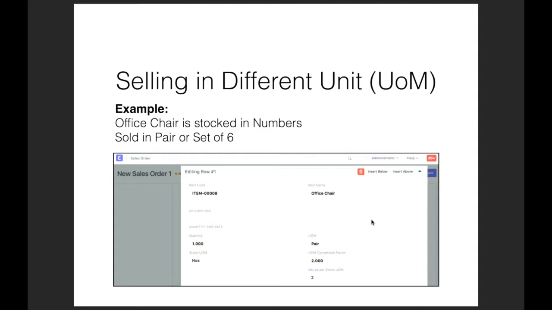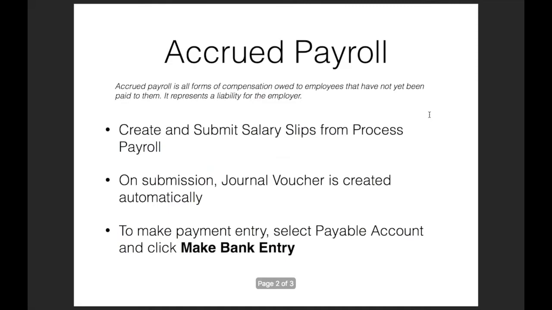You might sell them in pairs, or maybe sets of 6 or 4 or whatever. So it will be possible now to sell it that way. So we have UoM conversion factor and UoM in the sales module as well now. I'll give you a demo after this. I just wanted to go through the list which I have right now.